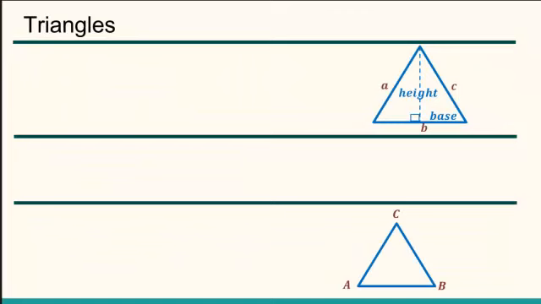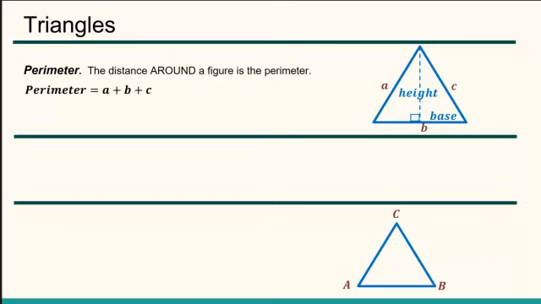Let's look at some triangles. Got a nice little triangle here. The sides are labeled A, B, and C. Any sort of triangle, doesn't really matter. The height is how tall it is from the base to the top point there. The perimeter is still the distance around the figure. So the perimeter, the way I have this labeled, would just be equal to A plus B plus C. And writing it in my shorthand, I just like to write capital P equals A plus B plus C.